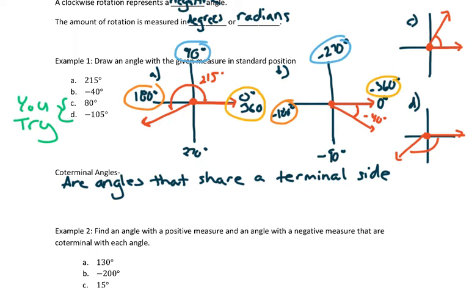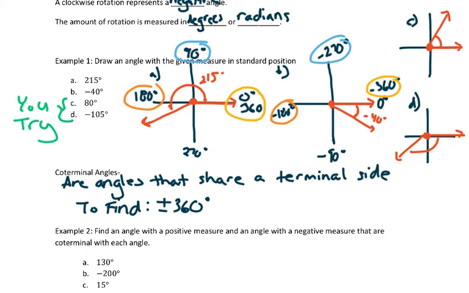So one way that we can find them, so to find these angles, you're basically ending up in the same rotation or the same direction that you started. And to do this, you're going to add or subtract 360 degrees, or any iteration of 360 degrees. So I can keep adding 360 degrees and end up in the same spot.